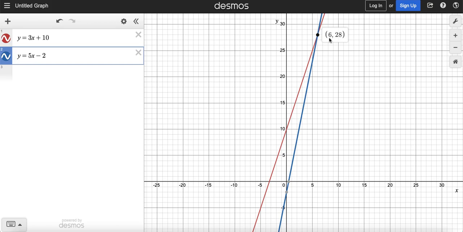Now in my point here, remember this first value represents my x value, and my second value, the 28, represents my y value. So we can see these two lines will meet up when x is equal to 6 and y is equal to 28. So, to solve these two linear equations, I would need to figure out what my x value is and what my y value is.